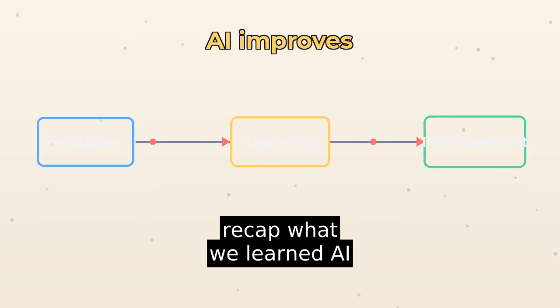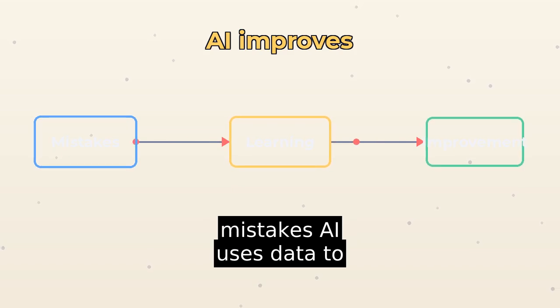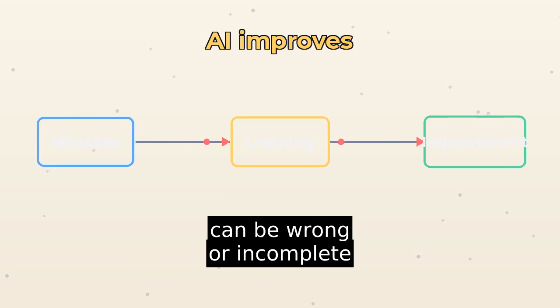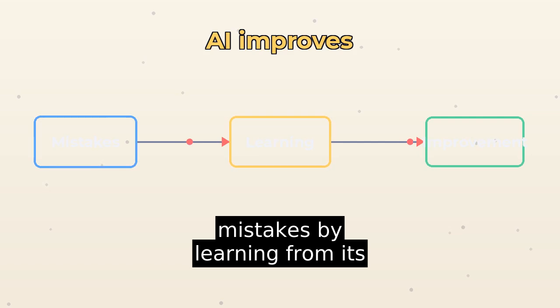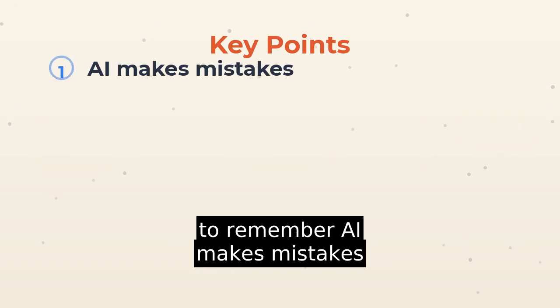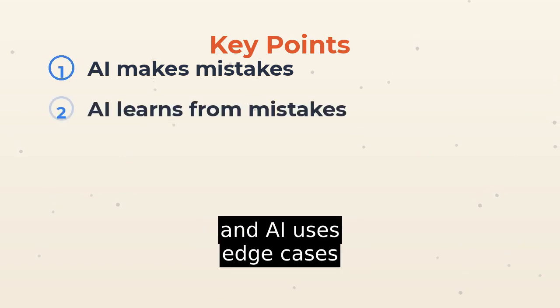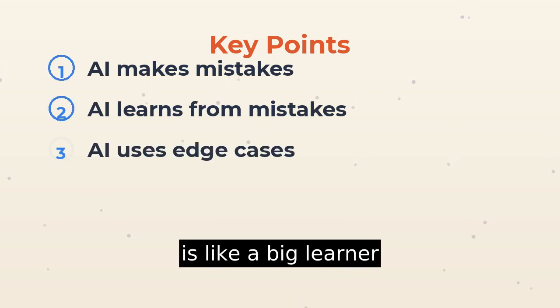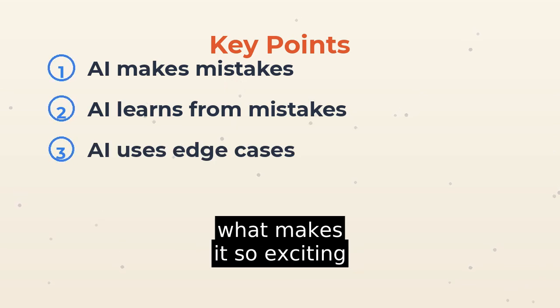So, let's recap what we learned. AI can make mistakes, but it can also learn from those mistakes. AI uses data to learn, and sometimes that data can be wrong or incomplete. But AI can fix its mistakes by learning from its errors and updating its knowledge. Here are 3 key points to remember. AI makes mistakes, AI learns from its mistakes, and AI uses edge cases to improve. You see, AI is like a big learner that can get better and better over time. And that's what makes it so exciting.